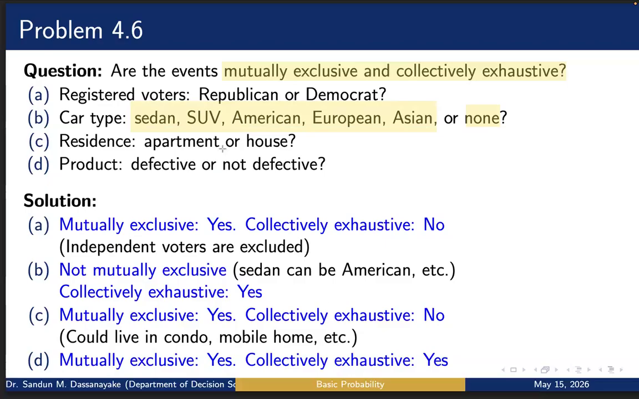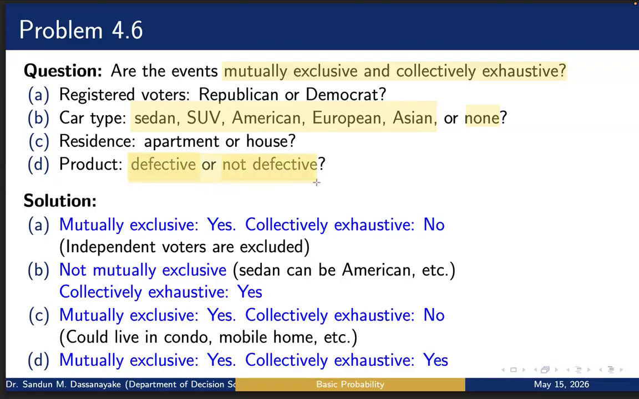Then here, residence, apartment or house, mutually exclusive, yes. Apartment and house are two different things. Collectively exhaustive, no. You could have condo, mobile home, etc. Defective or not defective, yes. They are mutually exclusive because you can't be not defective and defective at the same time. They are collectively exhaustive, yes, because it comprises all the product types, right?